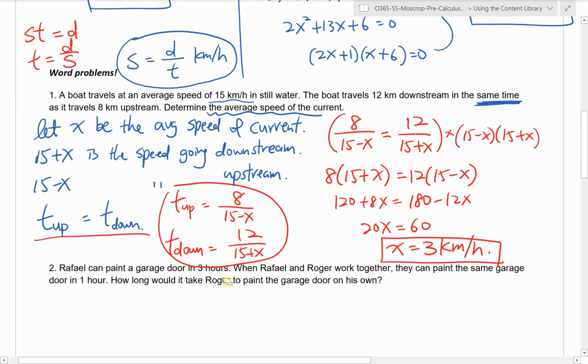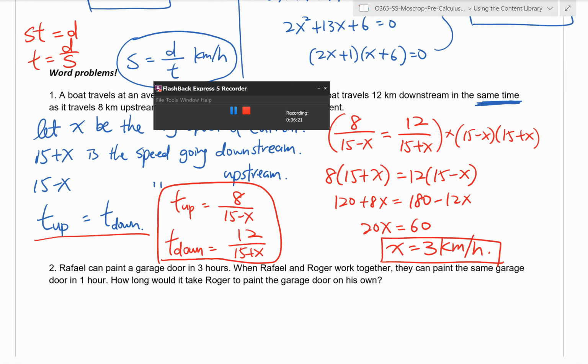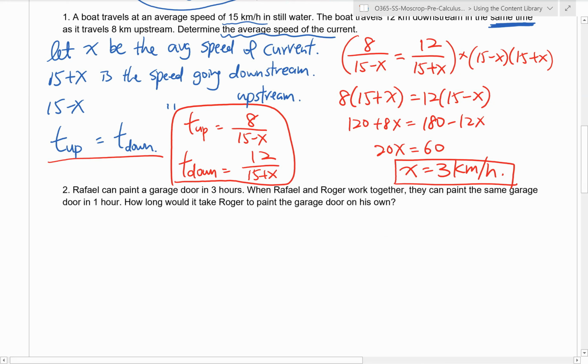Now for the second one, I'll let you think about it and I'll explain in a bit, okay? So this is also a very typical question. This is about work, and about speed. This actually is similar to number one if you think about it. This is also about speed and time, but instead of distance, it is the work. So here it says, Raphael can paint a garage door in 3 hours. When Raphael and Roger work together, they can paint the same garage door in 1 hour. How long would it take Roger to paint the garage door on his own?